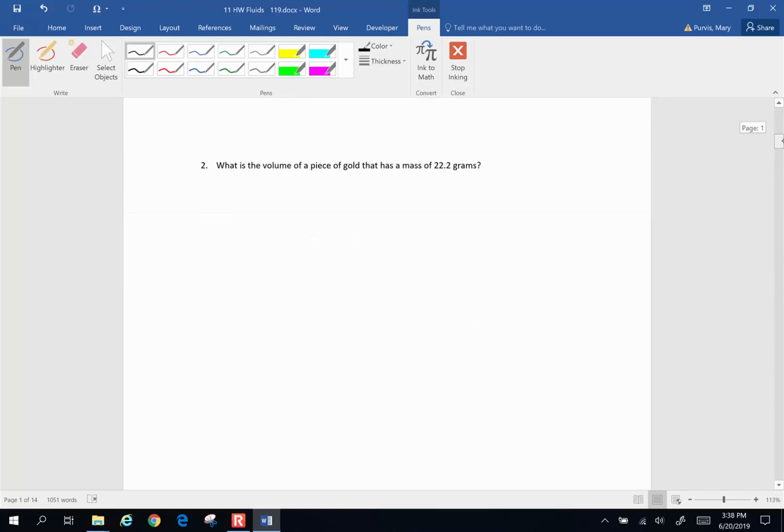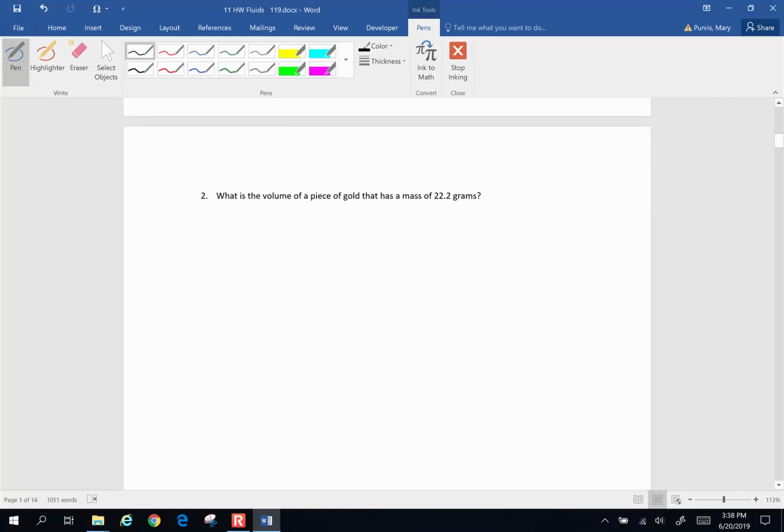Okay, problem 2. What's the volume of a piece of gold with a mass of 22.2 grams? So volume is the question mark. Mass is 22.2 grams. This problem looks like you don't have enough information. You have to look on a density chart, because density is one of those physical properties of a pure substance that is very consistent. So the density of elemental gold is 19.3 grams per cubic centimeter.